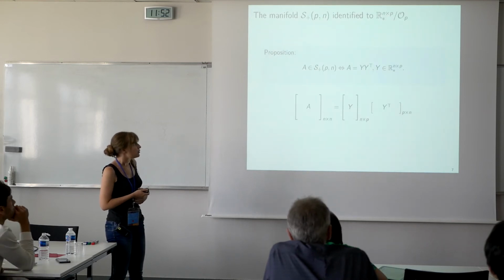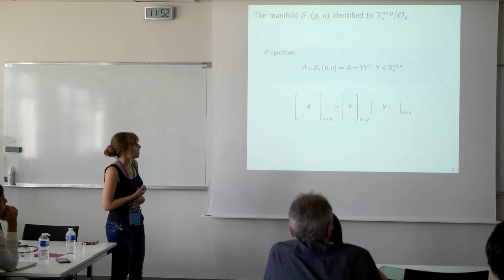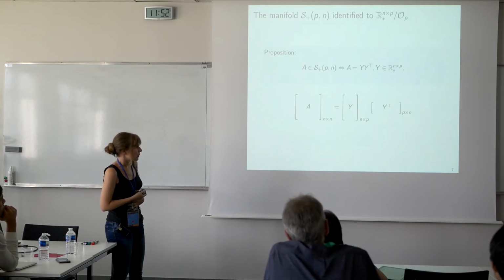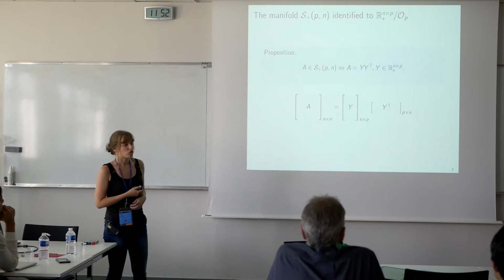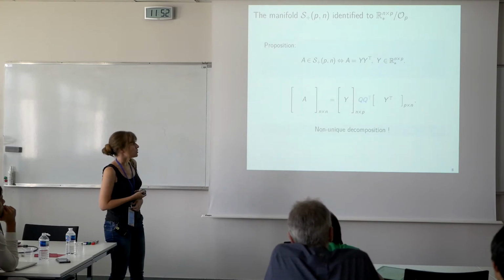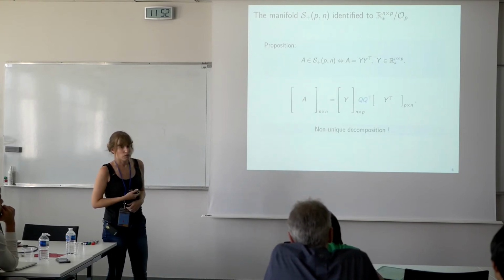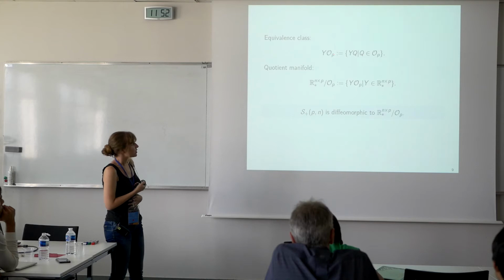So where does this identification come from? Any positive semi-definite matrix can be written like this, as the product of Y Y transpose, where Y is a matrix that belongs to this set. And of course, this factorization is not unique, as you can plug in any orthogonal matrix. So that's where the identification of the two sets comes from. And so we have equivalence classes.